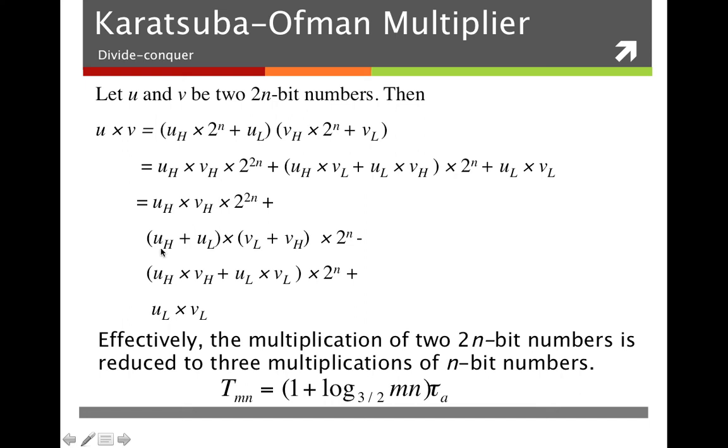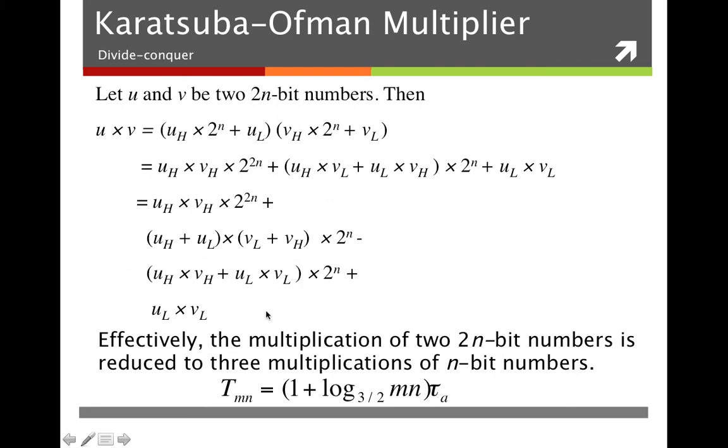In fact, UH times VH, that's what I should have said, because we need the other terms in here. The H and L term products, like L and H, they're needed, but the other ones, UH and VH and UL and VL terms, are not needed. So all they had to do was to subtract those two terms in here from the total.